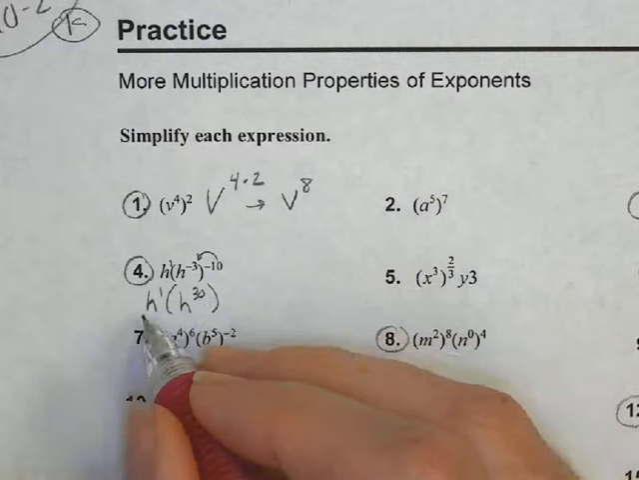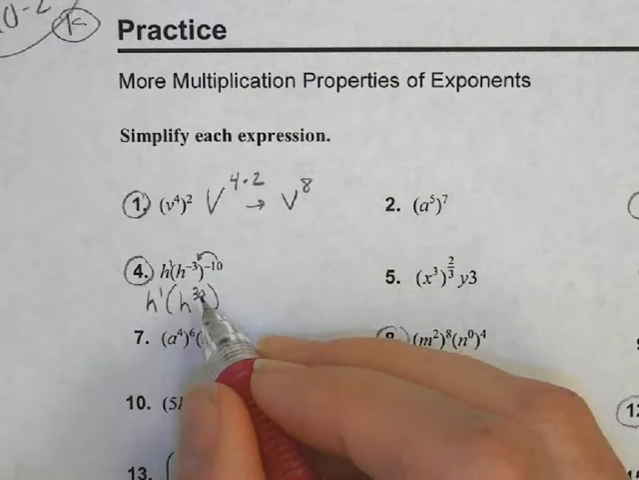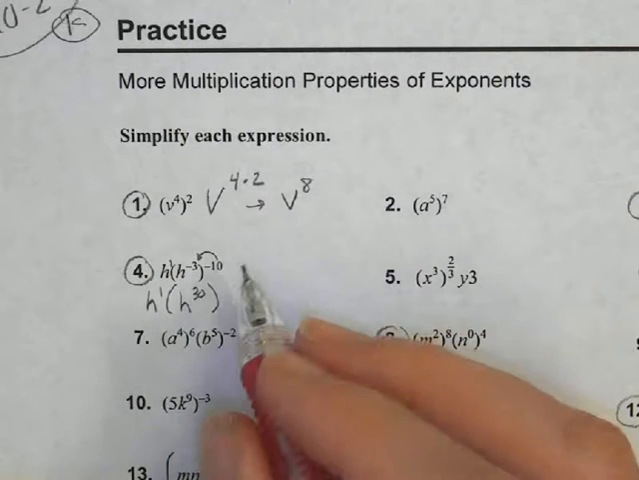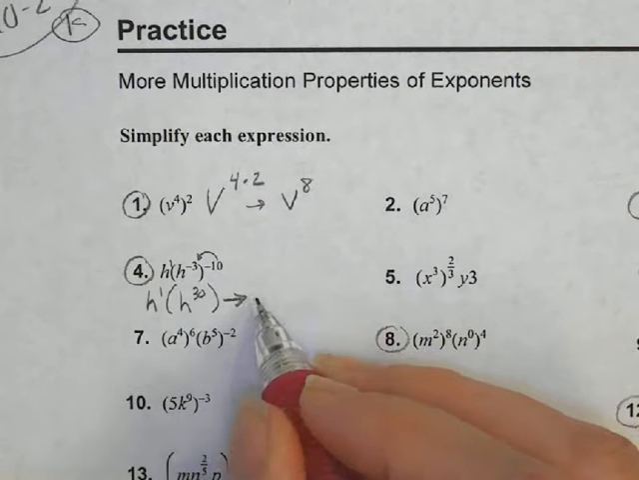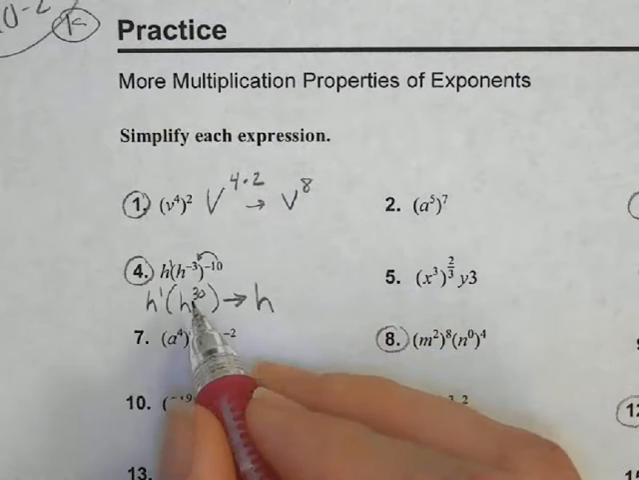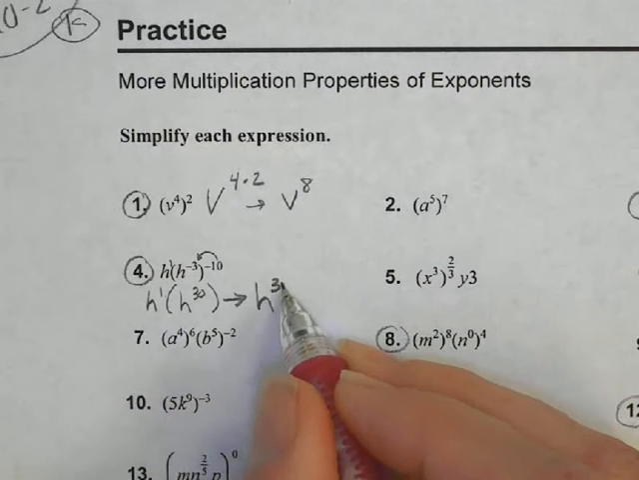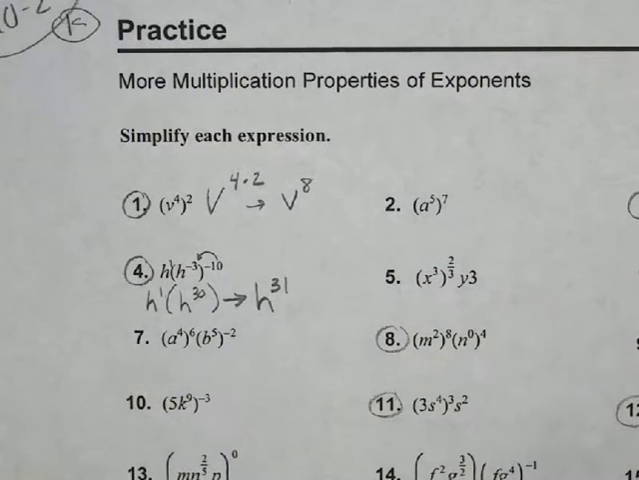So now I have h to the 1st times h to the 30th, and I'm back to lesson 10.1, which says if the bases are the same, now I'm going to add them together. 1 plus 30 is 31. So I have h to the 31st power.